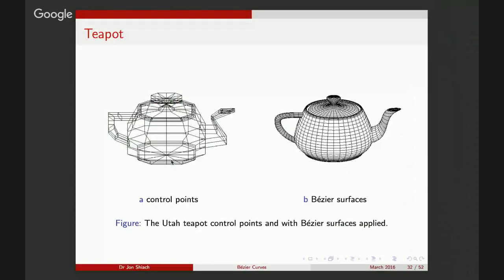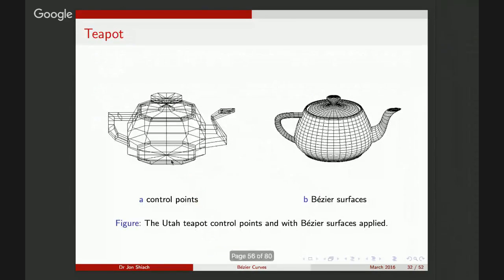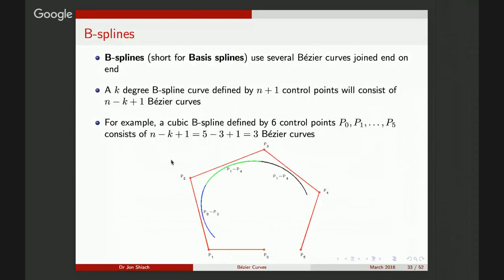Okay, so before the break, we just looked at the idea of Bezier patches. Essentially, these are the same as curves and applied in a similar way. Okay, so we're going to move on in this second half to look at what we call B-splines.